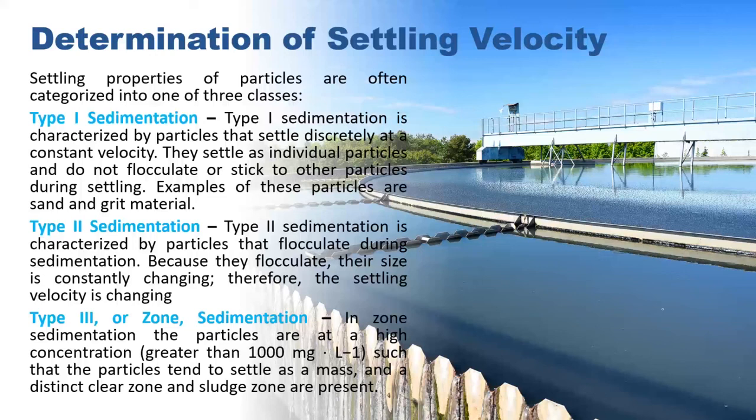Type 2 sedimentation is characterized by particles that flocculate during sedimentation. Because they flocculate, their size is constantly changing. Therefore, the settling velocity is changing. And for type 3 or zone sedimentation, the particles are at a high concentration, greater than 1000 milligrams per liter, such that the particles tend to settle as a mass and a distinct clear zone and sludge zone are present.